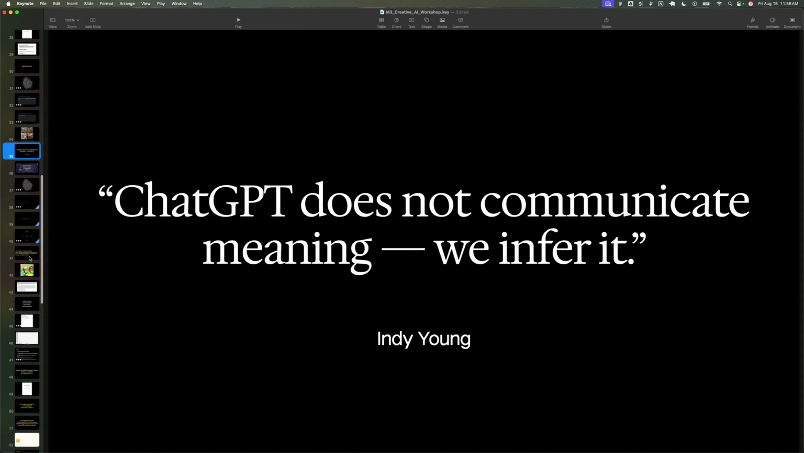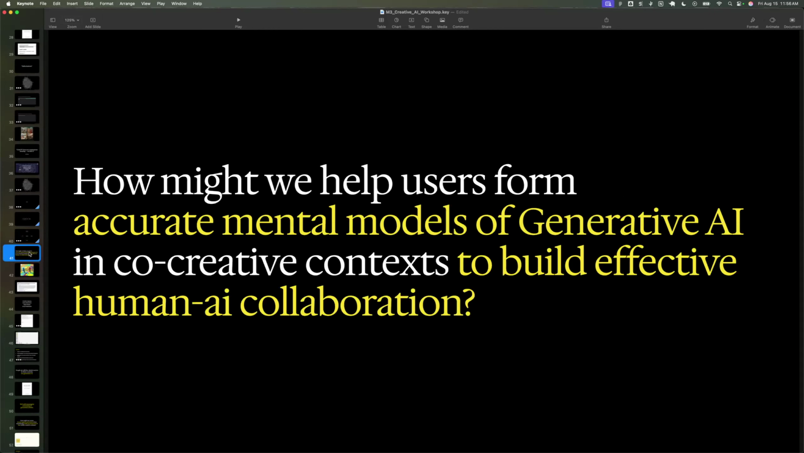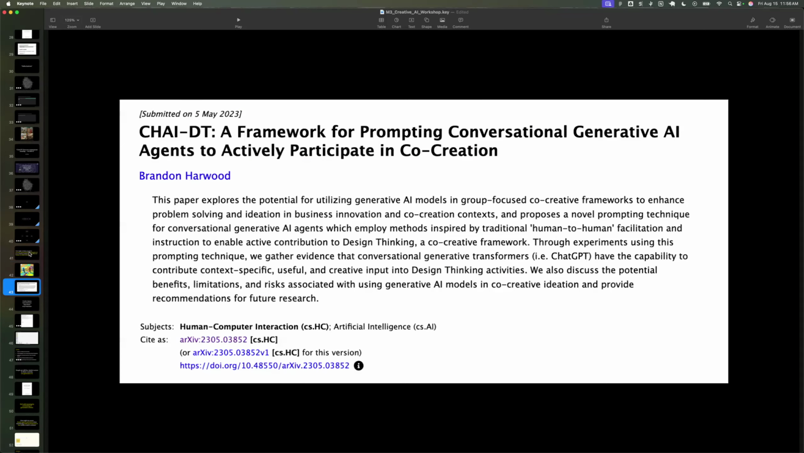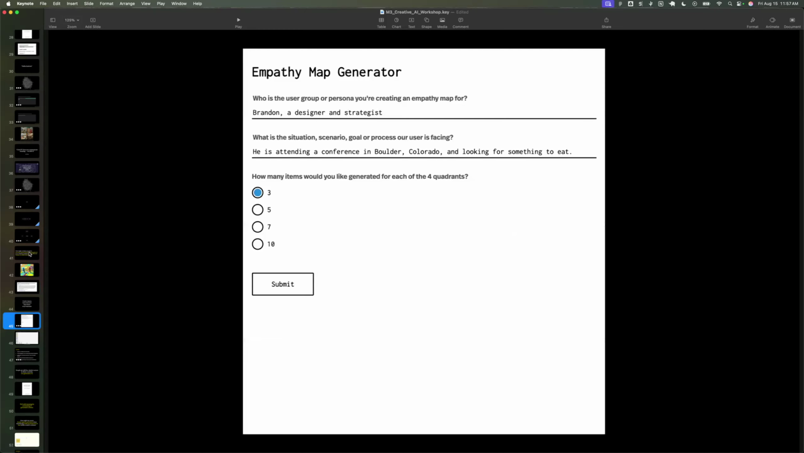When I was at IBM, I was doing a lot of work with IBM Research around the question, how might we help users form accurate mental models of generative AI in co-creative contexts to build effective human-AI collaboration? A lot of this was focused on integration of AI within design thinking. I got to build my first paper on it, back when GPT-3 was the main thing. I got it to produce what would normally look like sticky notes within design thinking contexts. And we were studying how people interacted with them.